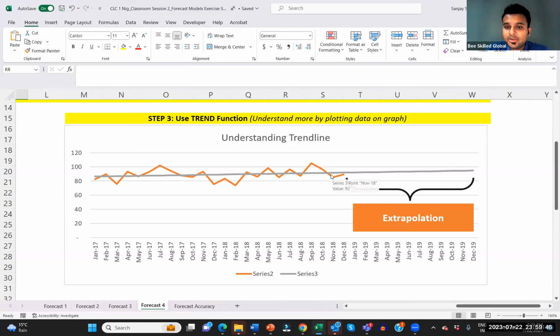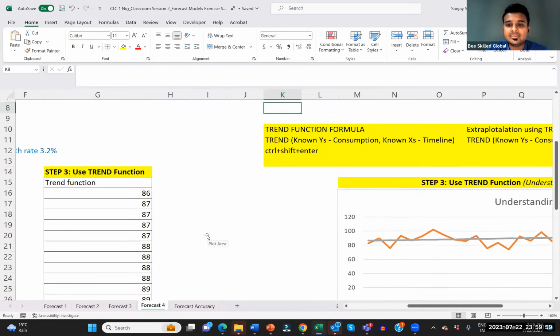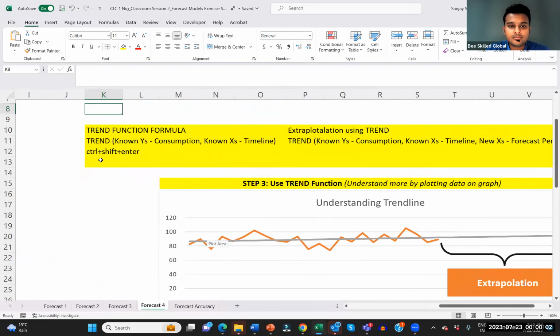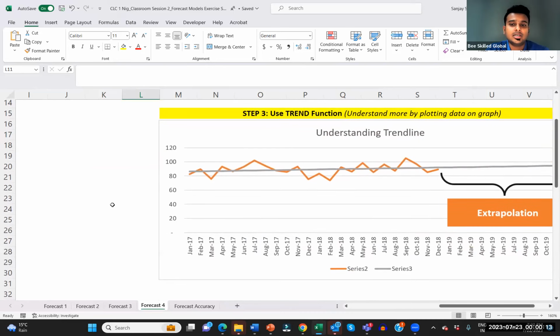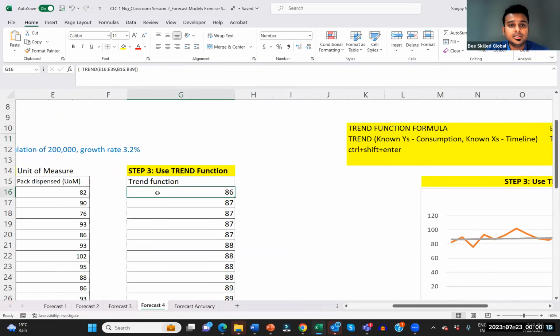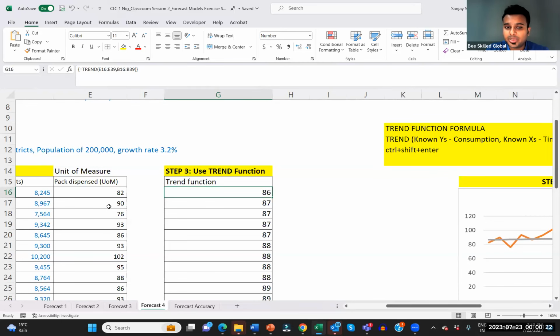We identify the trend line of this data, then we extrapolate that trend line. That extrapolation gives us the forecast of 12 months. Now, how do we do it using the Excel function? The Excel function of TREND is written here. We need to find the knowns. First of all, we need to figure out what is the x-axis and y-axis. If we look at the formula here, our y-axis is the number of products which has been dispensed. Our x-axis is the time.